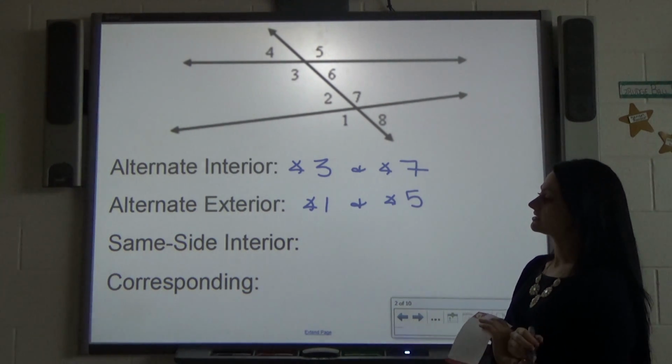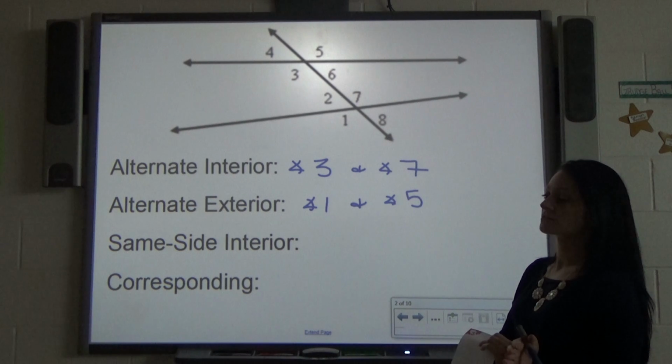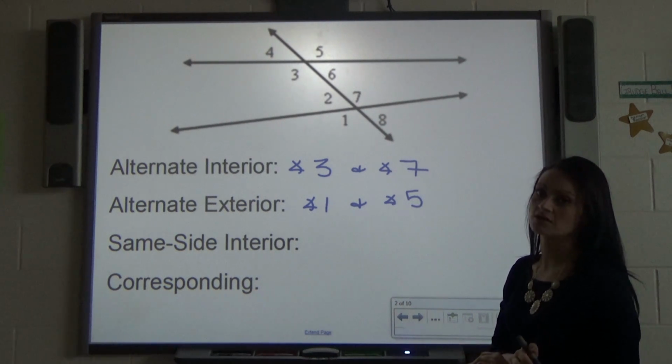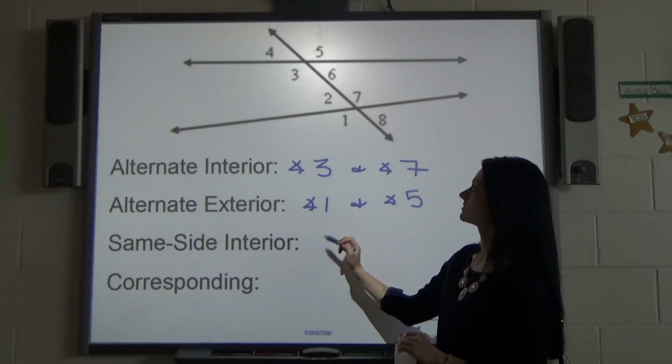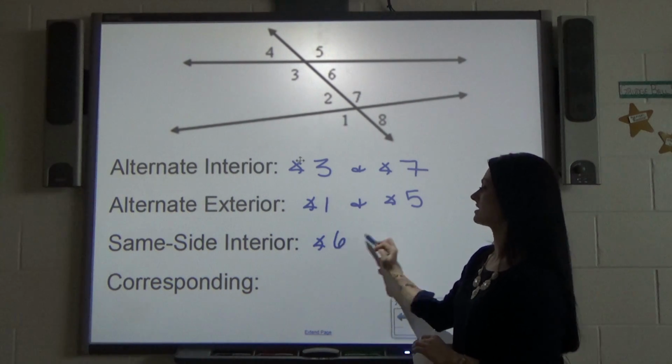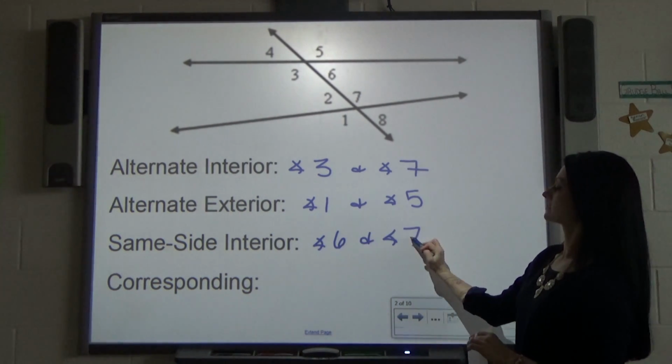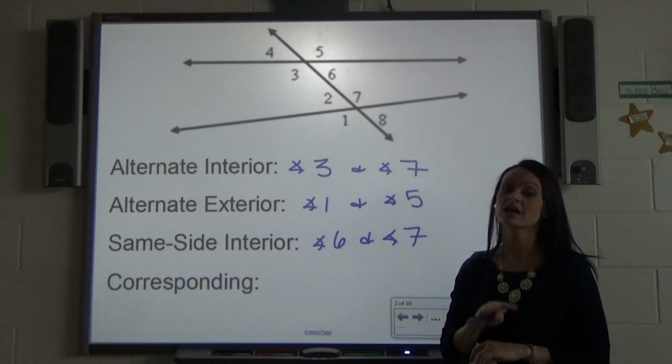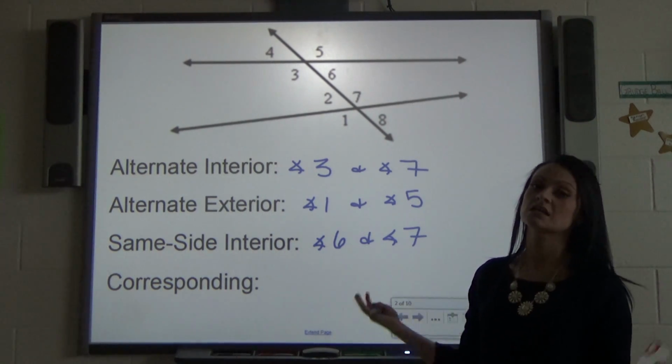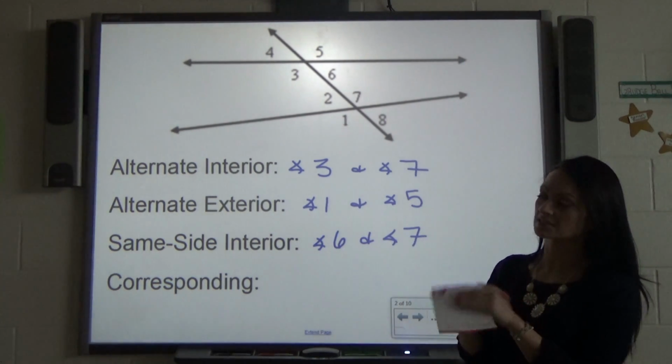Now I'm going to go back to dealing with inside angles, so same side interior would tell me that I'm dealing with, for example, angle 6 and angle 7 because they are on the same side of that transversal line inside of the two lines that we're discussing.